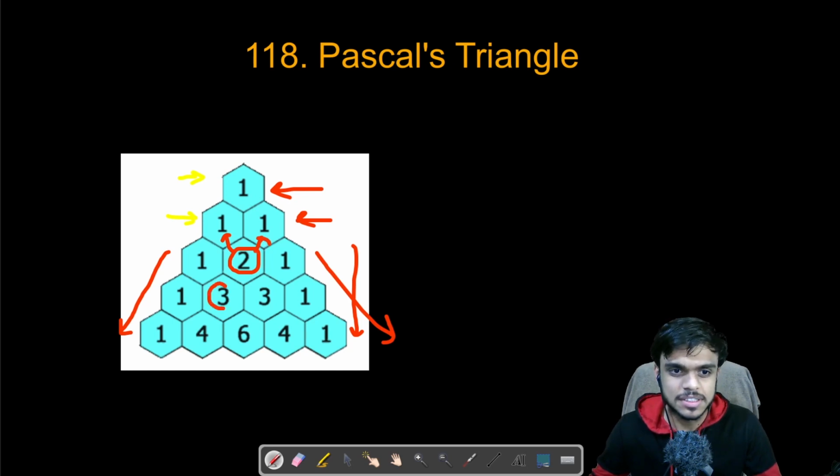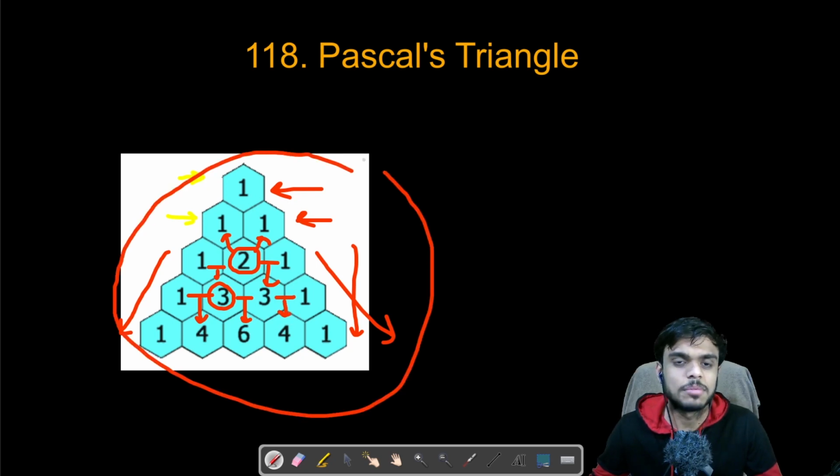Similarly, for this 3, it is 2 plus 1, which becomes 3, and 2 plus 1 becomes 3. Similarly, for the final layer, the fifth, 1 plus 3 gives us 4, 3 plus 3 gives us 6, and 3 plus 1 gives us again 4. Okay, so in this way, Pascal's triangle is formed.